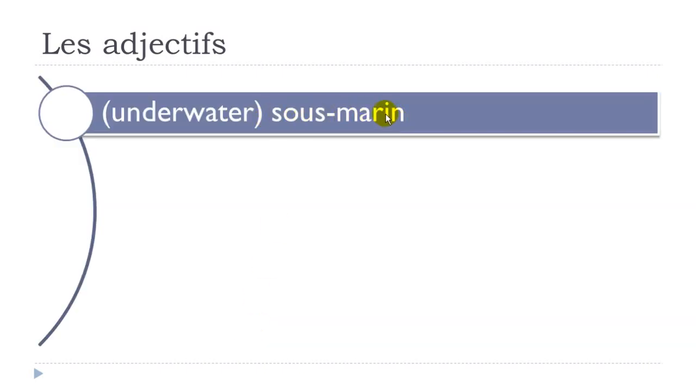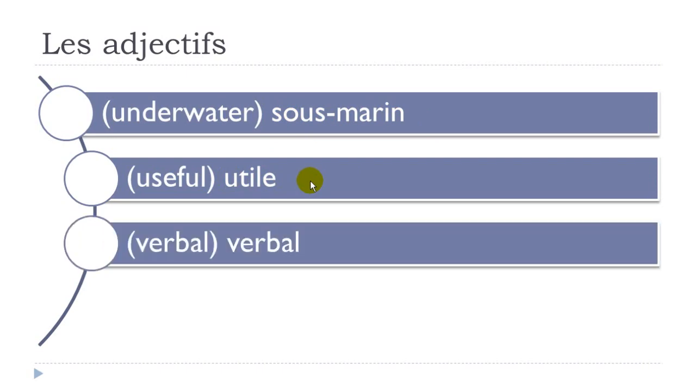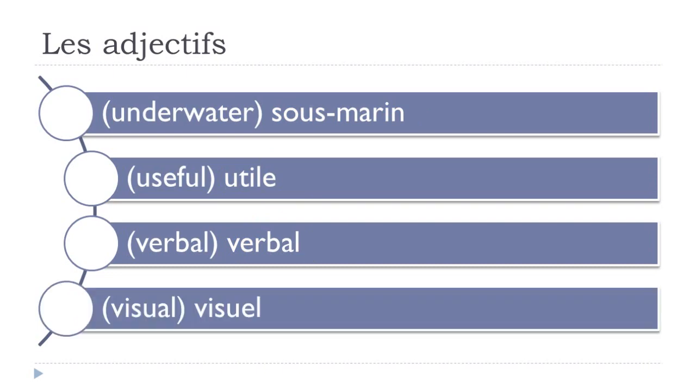Sous-marin. Okay, so E-N here. Un, rein, marin. All right, and remember, sous. Okay, final S not pronounced, so S-O-U, sous, sous-marin. Utile. Final E not pronounced. Utile. Verbal. Visuel. Remember it's E here and L.